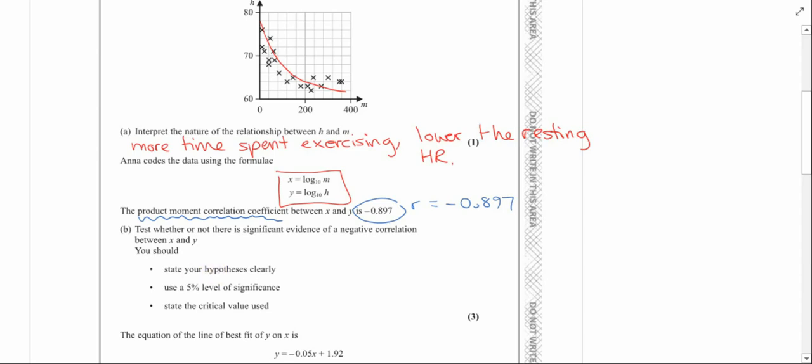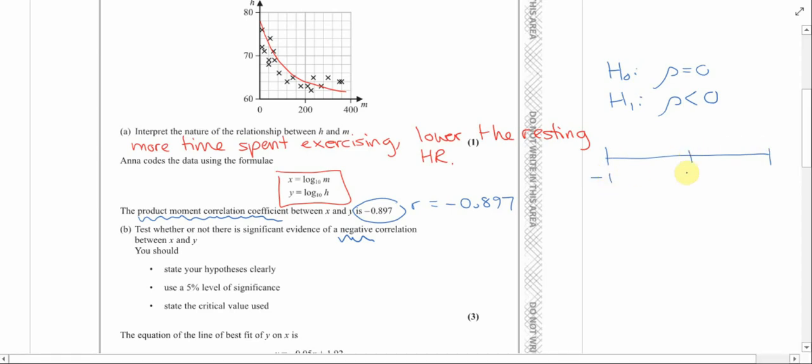So state the hypothesis clearly. So here we go. H0: rho is 0. We're always going to start with that on a PMCC, the correlation is 0. H1: rho is something 0. So let's have a quick look. Negative correlation. So that's what we're testing. I like to draw a picture here. So here's a quick number line of correlation. It can be -1, so a perfect linear negative correlation, no correlation, or a perfect positive correlation.